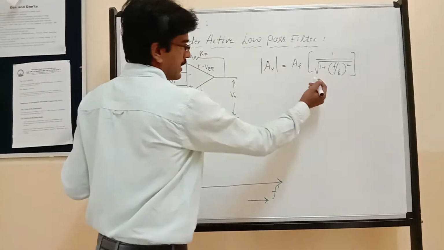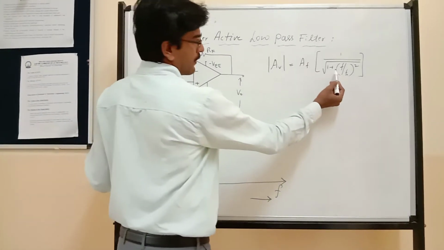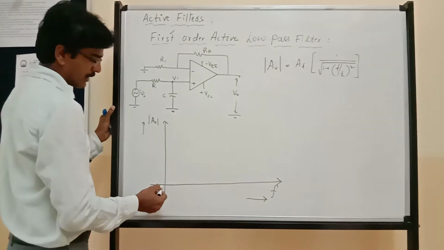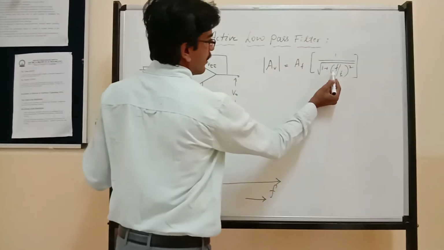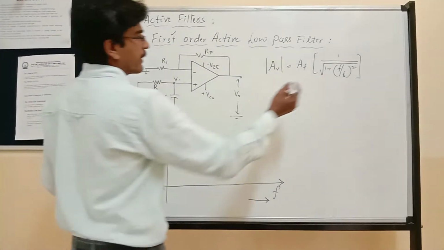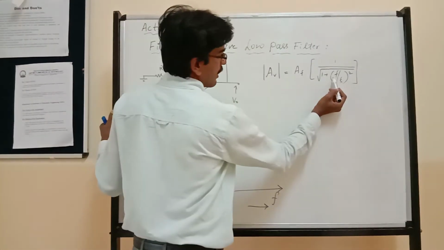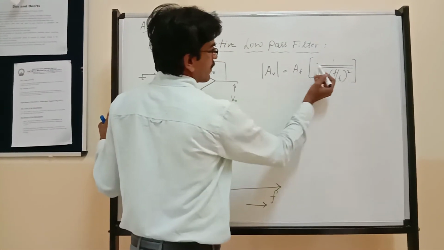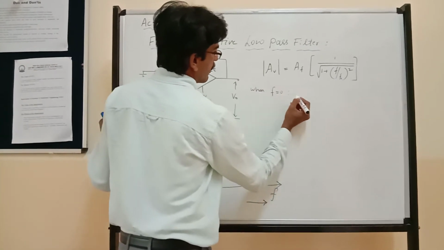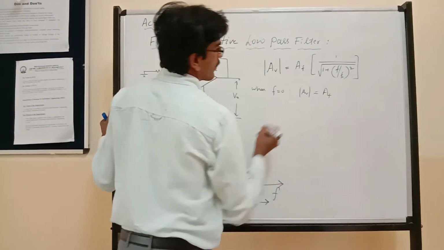Now in this expression, let us analyze when the frequency of the input signal is 0. When the frequency of the input signal is 0, what is the gain? When the frequency is 0, the gain is AF. You can check it here: this is 0, the denominator term is 0, so it is AF. So when frequency is equal to 0, the magnitude of gain is equal to AF.